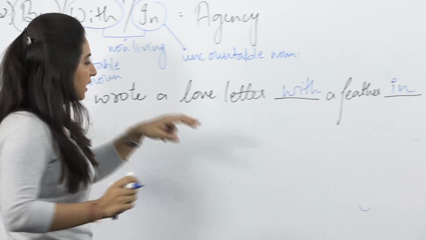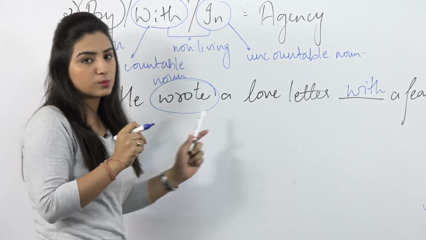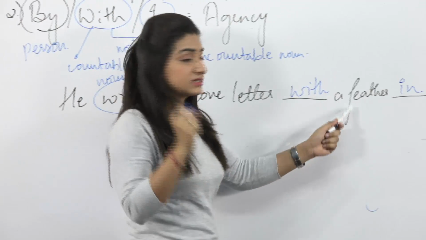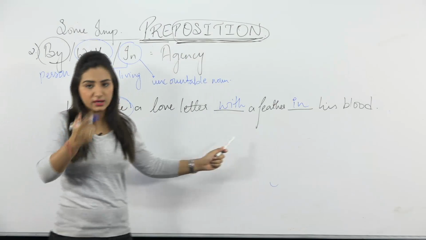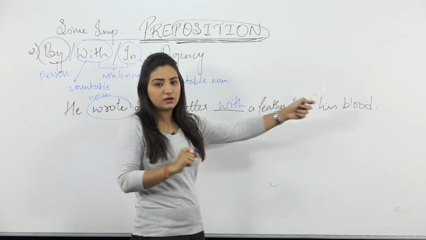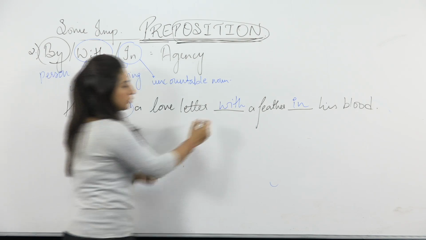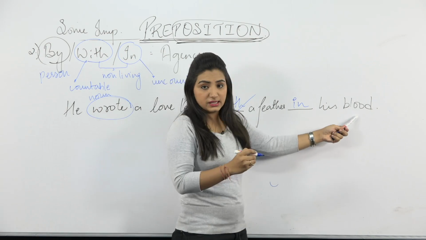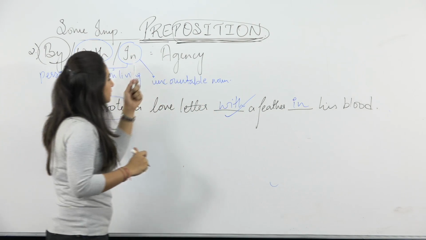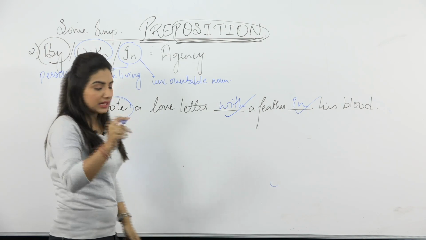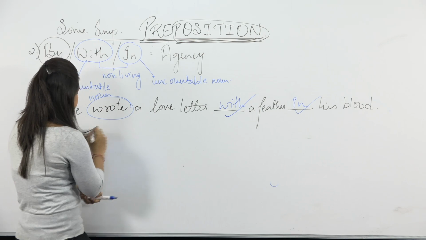What does this mean? Now he has done some work. What? Writing का काम किया है. किसने लिखा है? किससे लिखा है? एक feather से, किसी के द्वारा काम हुआ है. Who's the agent? Feather and the blood. Feather is non-living and countable. You use with it. Blood is non-living but it is uncountable. That is why we have placed in with it. Right? Now tell me, I'll give you one more sentence.